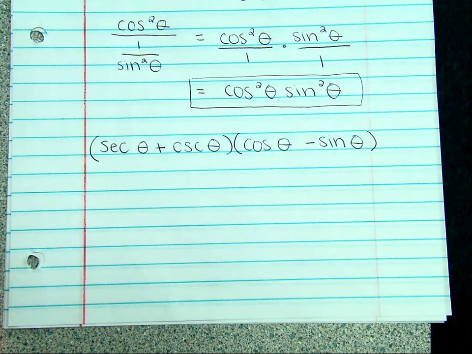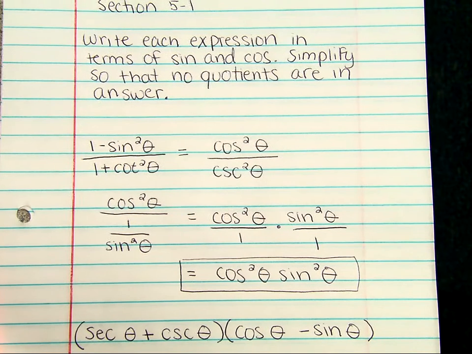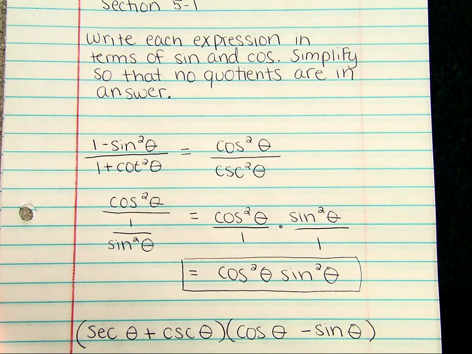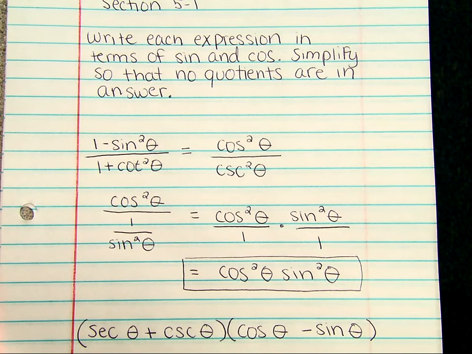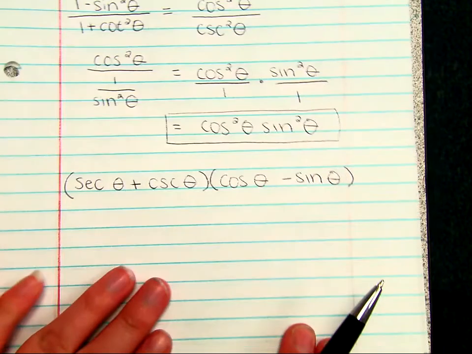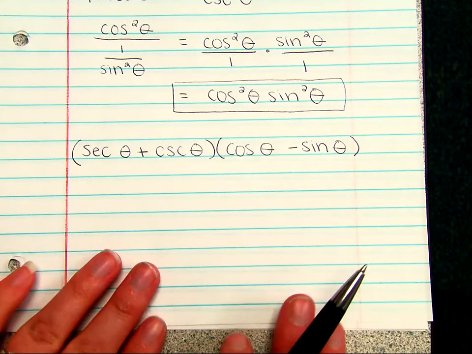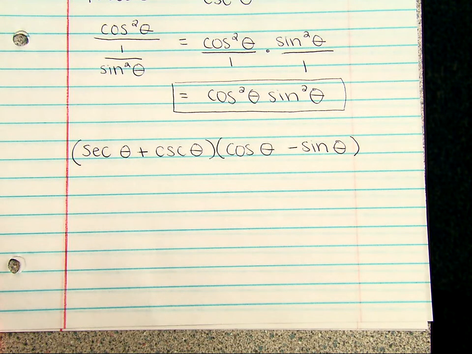Okay. So what I would do at this point is pause the video, remember your directions up above, write each expression in terms of sine and cosine, so I have a little bit of work to do here, and then I need to simplify so that no quotients are in the answer. So go ahead, pause the video, and see what you can do with this problem.